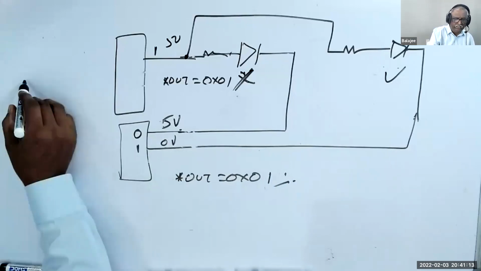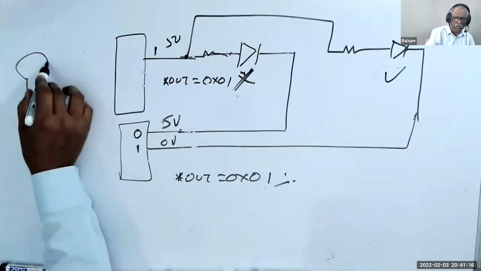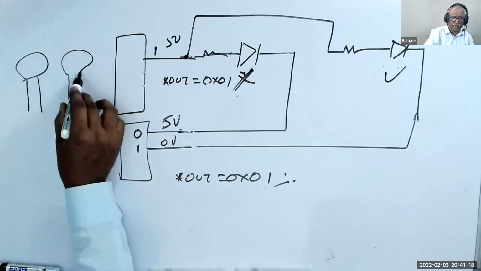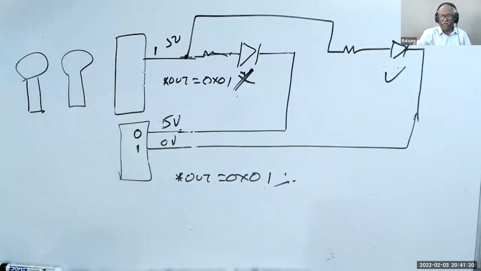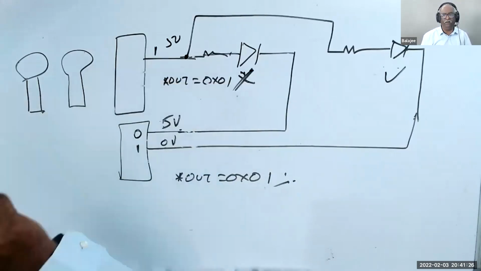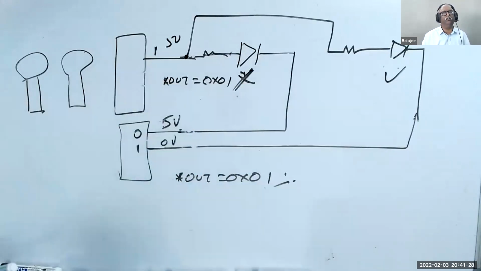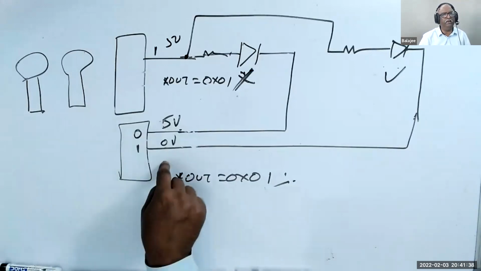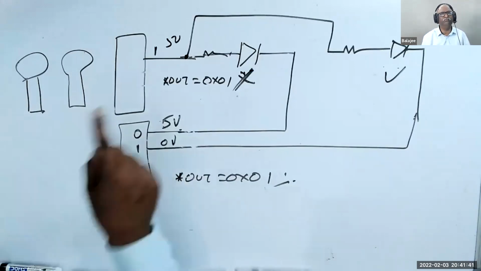So I have 2 LEDs now, but I'm controlling through only 1 pin. Forget about this pin, this is a ground pin. The LED anode is controlled through only 1 pin. With that, I'll be able to control the 2 LEDs. Is it clear? If it is not clear, ask me, please. It's very important. I have connected 2 LEDs and I am now controlling the cathode, not the anode.